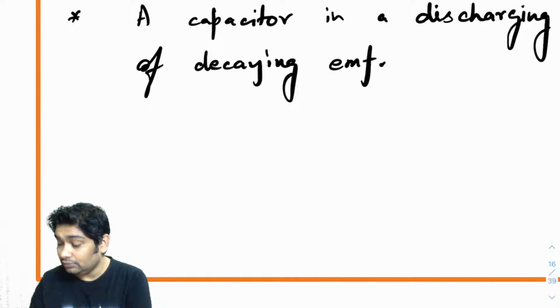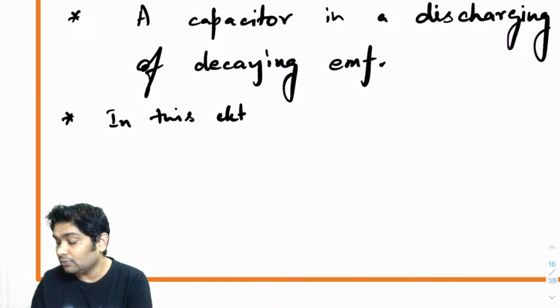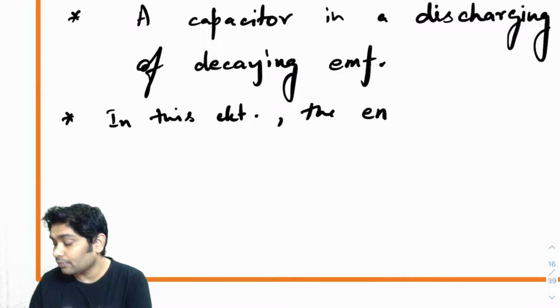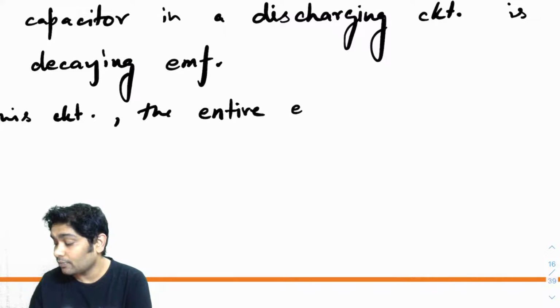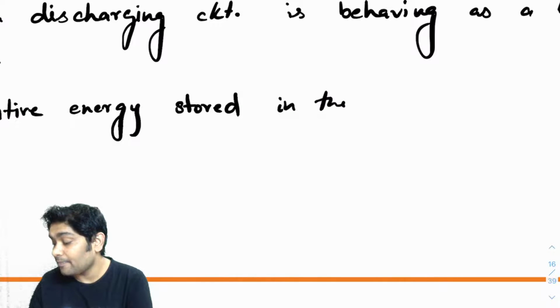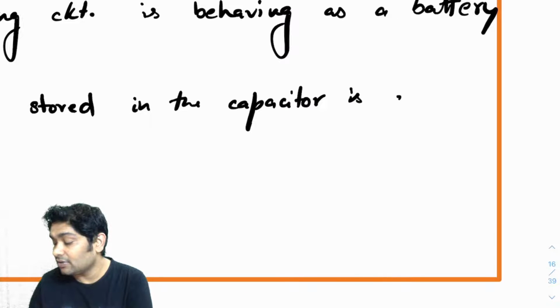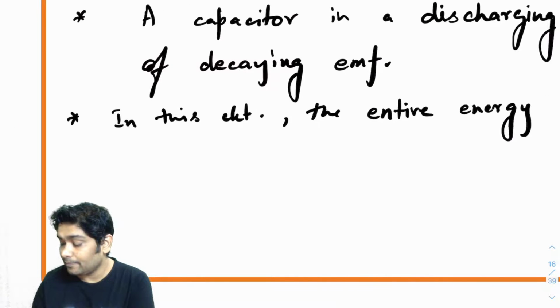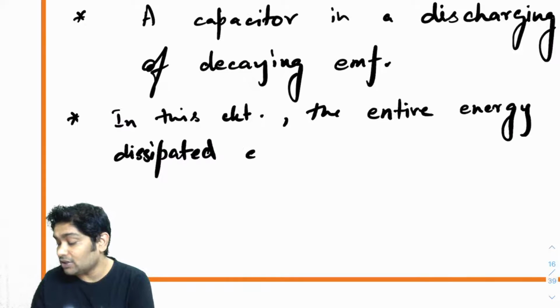So in this circuit, the entire energy stored in the capacitor is getting dissipated across the resistance.